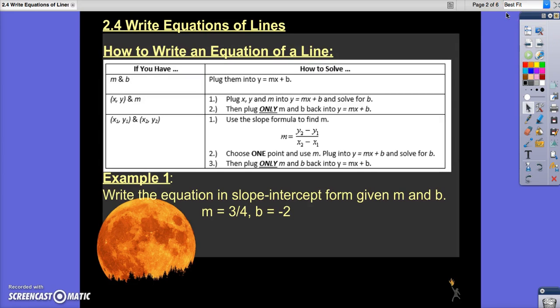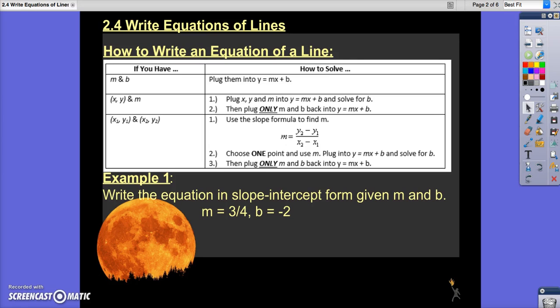All right, so lesson 2.4 is write equations of lines. We spent a lot of time graphing lines, graphing inequalities, talking about slope. Well, now we're going to start getting into the technical aspect of it by writing these equations. So how to write an equation of a line. To sort of refresh your memory, I have three scenarios that we'll take a look at today.